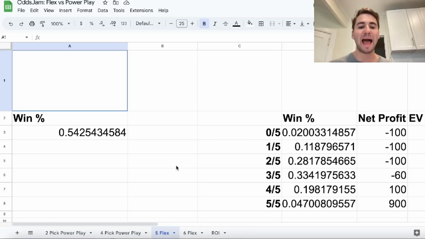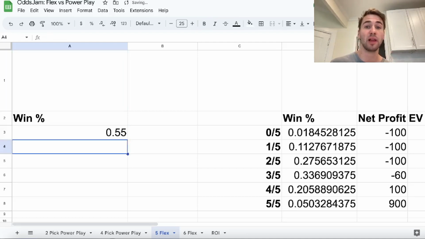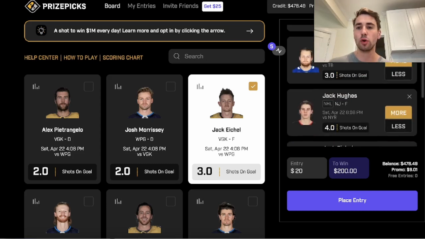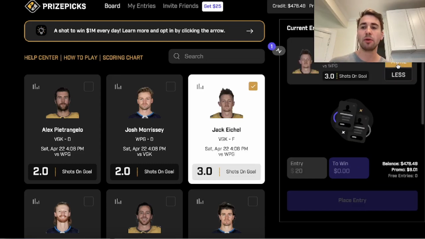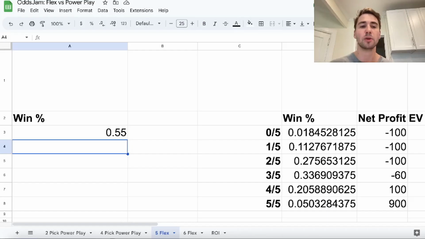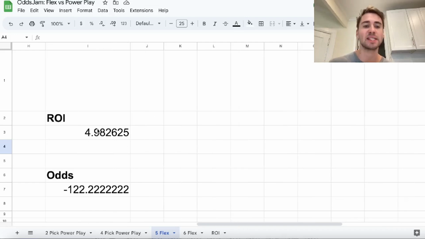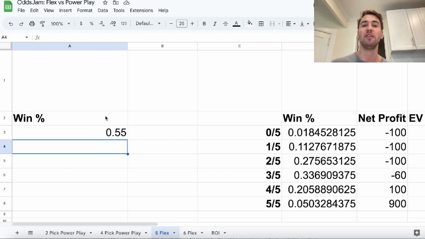Right, so we've broken down the math before of 5 flex plays, but essentially to be profitable betting on 5 flexes on PrizePicks, you need to win at least 54.25% of your picks. Right? So for example, let's say you're hitting 55% of your plays, you're losing 45%. So long story short, if we go back here, if I clear this, if you're able to select your over-unders correctly 55% of the time on PrizePicks, playing 5 flexes, your ROI is going to be 5%. You're going to be profitable on PrizePicks, just winning 55% of your picks.